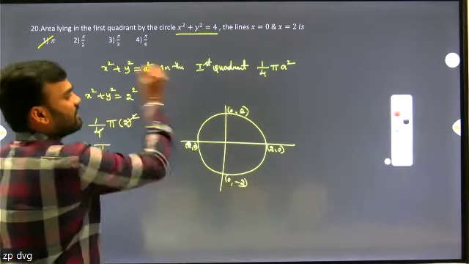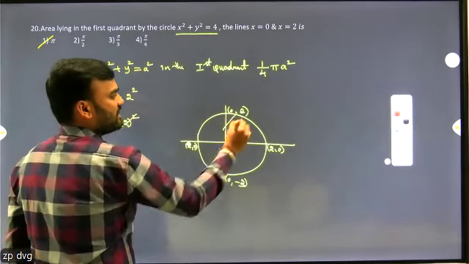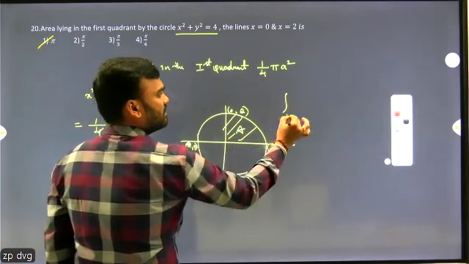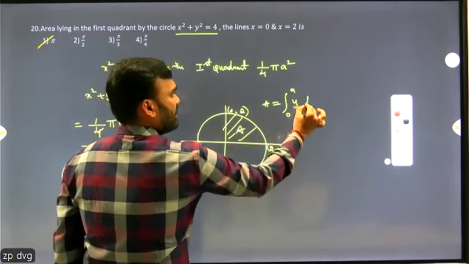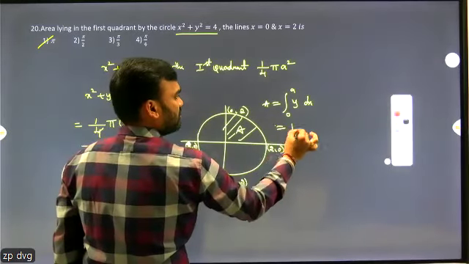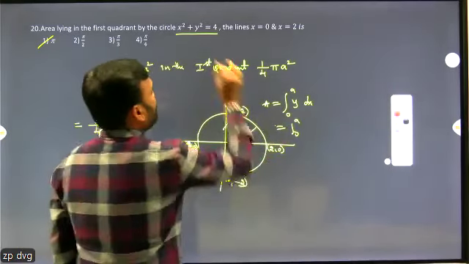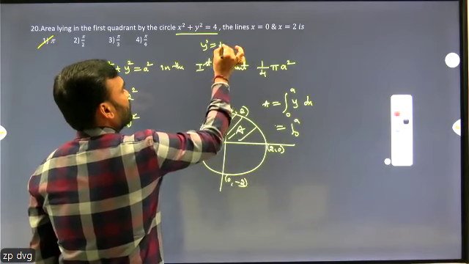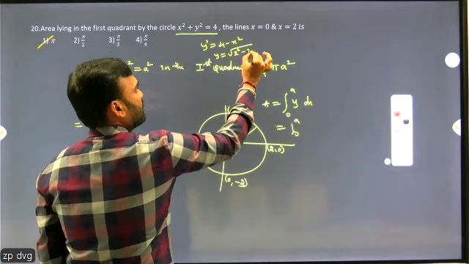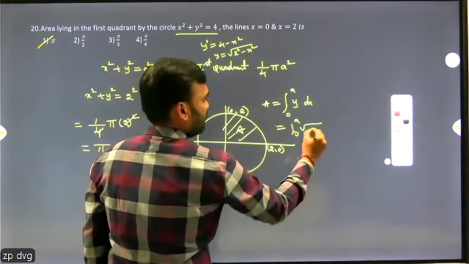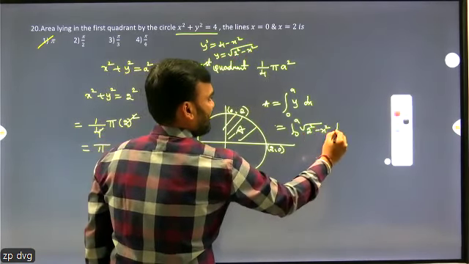In the first quadrant means we have to find this region only. According to area, A is equal to the integral from 0 to a of y dx. Y square is equal to 4 minus x square, so y is equal to square root of 2 square minus x square. That's why the integral of square root of 2 square minus x square dx.